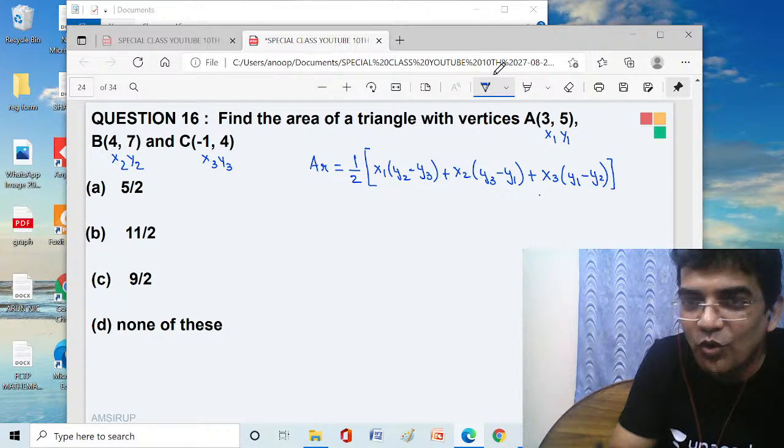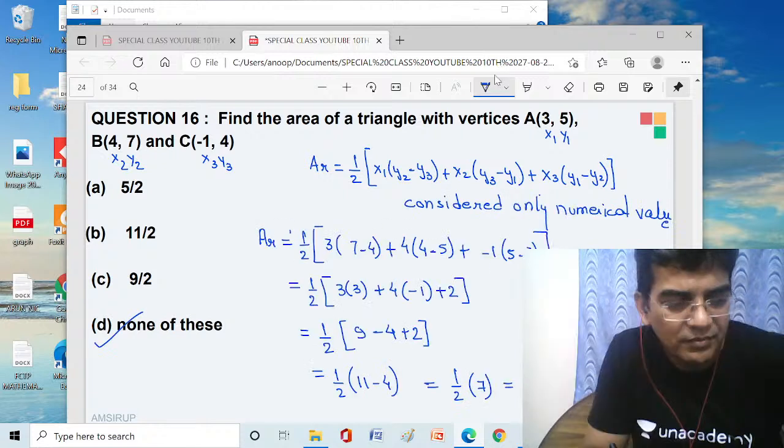So this will make it 9 minus 4 plus 2. So that makes it 11 minus 4, which is 7. So 7 by 2. The area will be 7 by 2, and as the unit is not given, you can simply write square units. As you can see, there is no 7 by 2 here, so I can say my answer will be none of these. This is clear now?